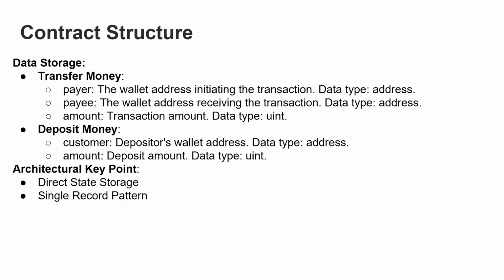Then, the contract structure. Regarding data storage, we consciously adopted the single record pattern. Instead of using complex mappings, we utilize direct state storage. We chose this structure for a specific reason, to clearly demonstrate the atomic nature of state changes. It allows us to show exactly how a transaction updates the global state without the complexity of historical indexing.